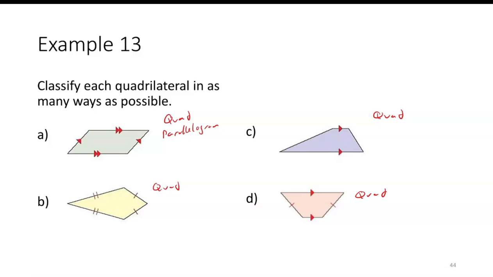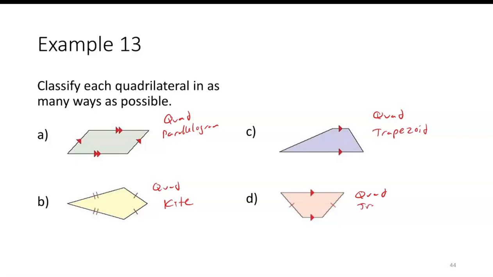Part B, it's not a parallelogram, but the adjacent sides are congruent, so this would be a kite. Part C is we have a trapezoid. We have one pair of parallel sides, but I don't know if it's a right trapezoid or isosceles. So the best we can say is a trapezoid.